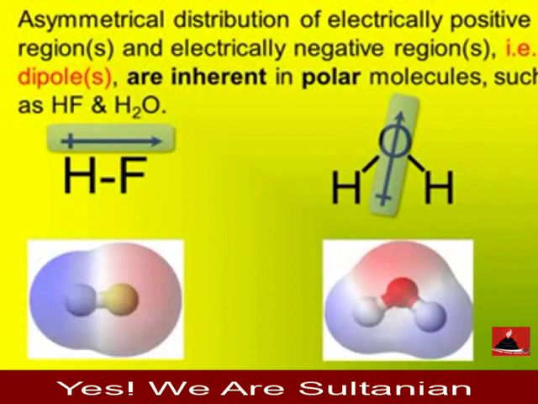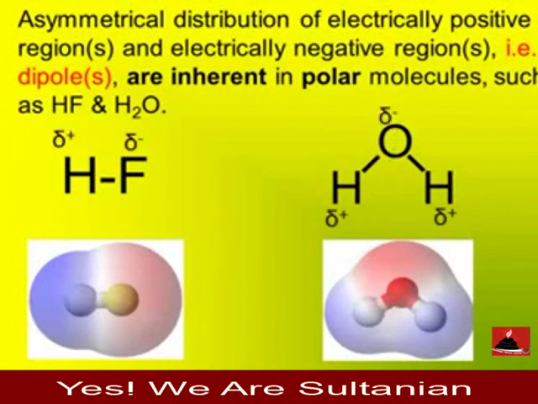The arrowhead points towards the electrically negative region, and the cross, or the other end of the arrow, resides in the electrically positive region of the molecule. In addition to arrows with crosses at the other end, these delta symbols can also be used to show where the electrically positive and the electrically negative regions are in the molecule.